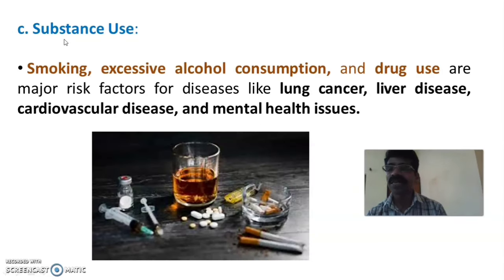The third sub-factor is substance use, substance abuse, such as smoking, excessive alcohol consumption and different drug use. All are risk factors for diseases such as lung cancer, liver diseases, cardiovascular diseases and moreover mental health issues. So substance abuse may act as a risk factor for many diseases such as cancer of the lungs, liver diseases such as cirrhosis of liver and even cardiovascular diseases, hypertension, heart attack, etc., and other mental health issues and of course social problems. That is about substance abuse, how it will influence the physical health and well-being of the person.